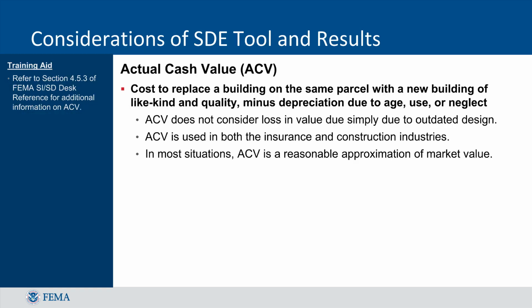Actual cash value, or ACV, is the cost to replace a building on the same parcel with a new building of like kind and quality, minus depreciation due to age, use, or neglect. It does not consider loss in value, simply due to outmoded design. In most situations, ACV is a reasonable approximation of market value. For more information on ACV, refer to Section 4.5.3 of the Substantial Improvement Substantial Damage Desk Reference.